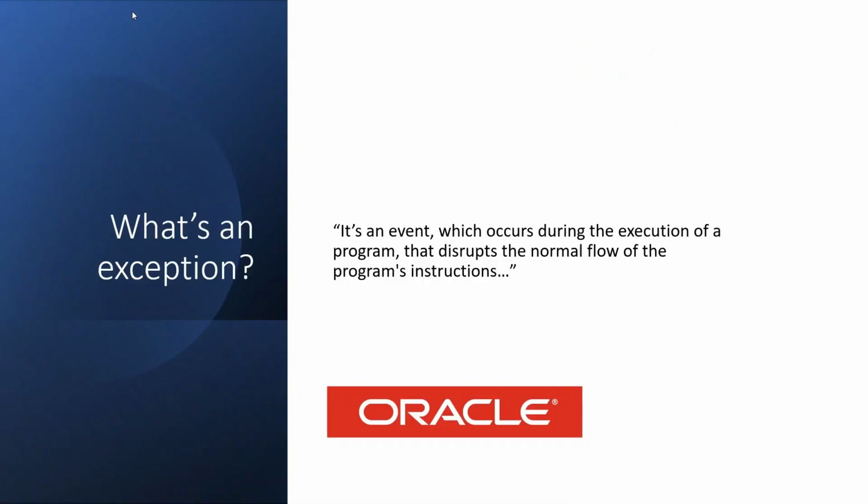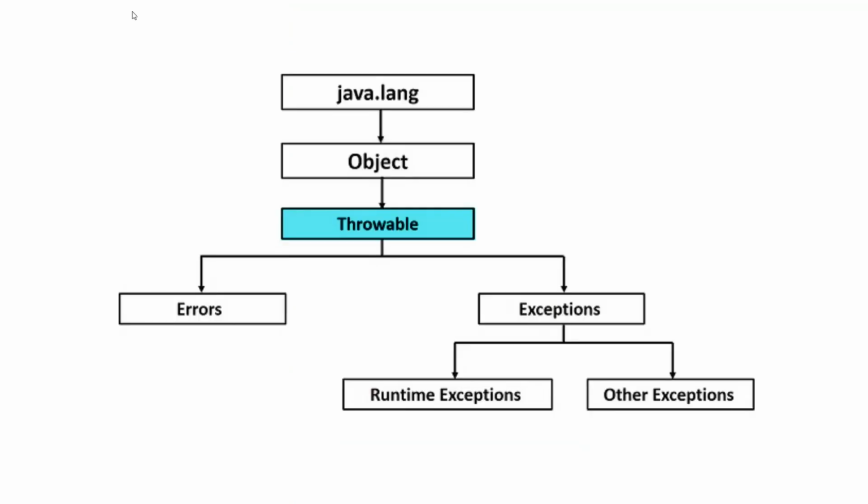It's like an error of sorts. This is Oracle's definition: it's an event which occurs during the execution of a program that disrupts the normal flow of the program's instructions. So your program shouldn't expect exceptions, but it should definitely prepare for them. And exceptions in Java are objects.